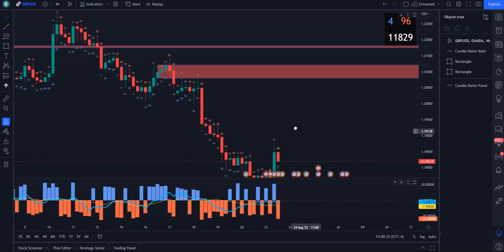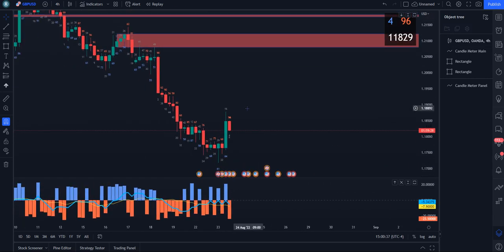So there's plenty of other ways to incorporate this indicator, but it's a great way, in my opinion, to validate certain candles of supply and demand zones to trade from.